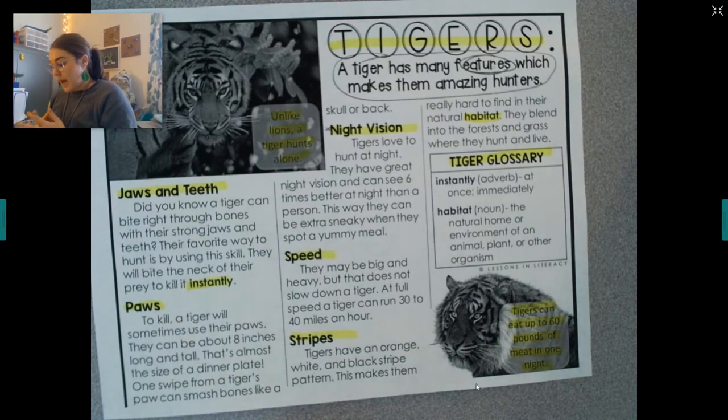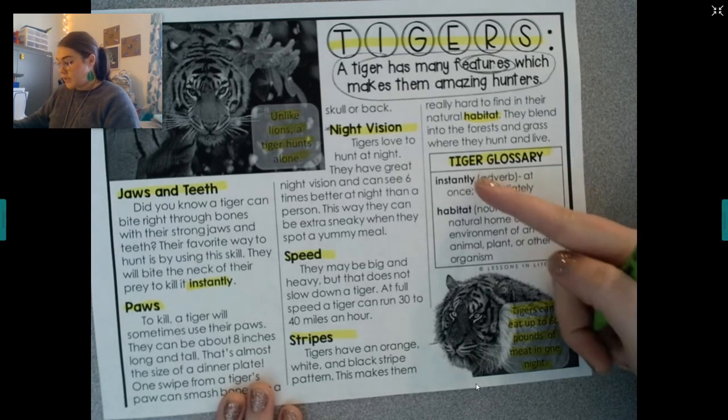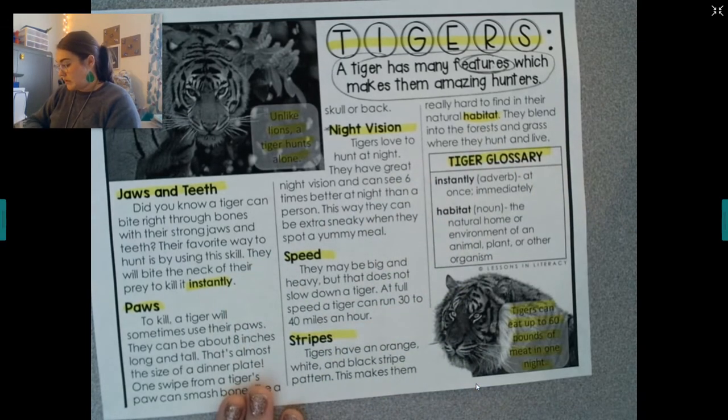Tigers have an orange, white, and black stripe pattern. This makes them really hard to find in their natural habitat. They blend into the forest and grass where they hunt and live. And then I have my glossary if I didn't know what those 2 bolded words mean.